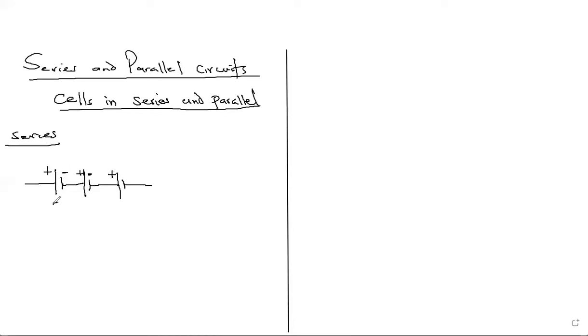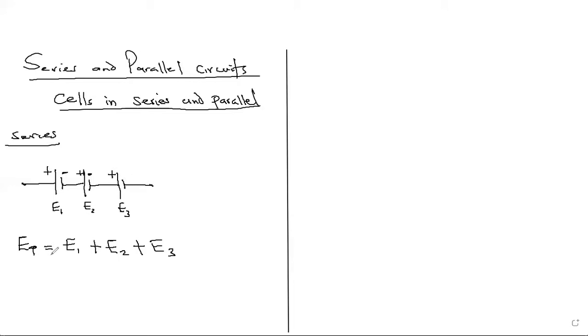So let's say the EMF of this cell is E1, and the EMF of this cell is E2, and the EMF of this cell is E3. So the total EMF offered by this combination of cells, ET, is basically the addition of each EMF, E1 plus E2 plus E3. Now, this is the case provided there is no wrong connection. You can see positive, negative, negative is connected to positive, negative is connected to positive, and so on.